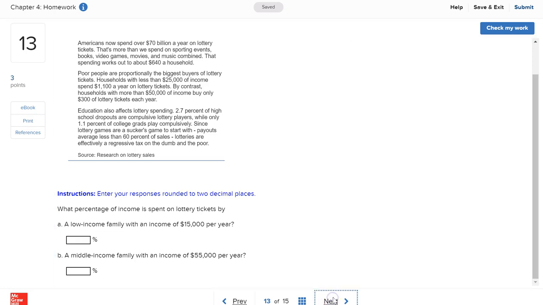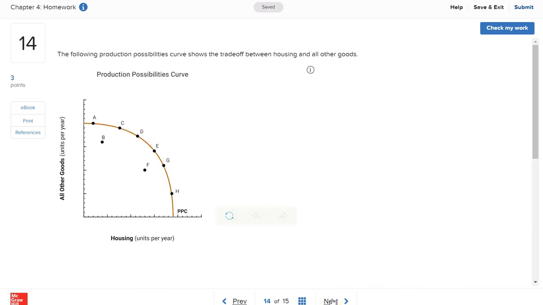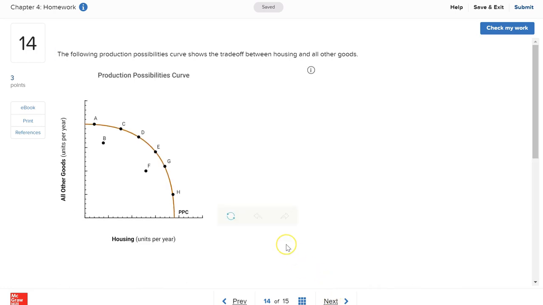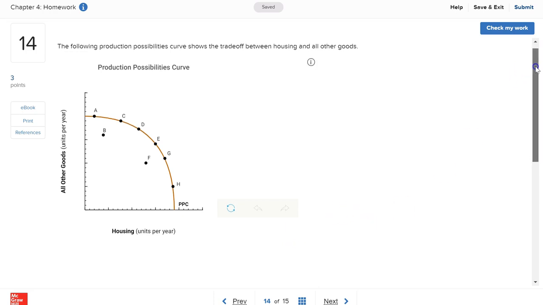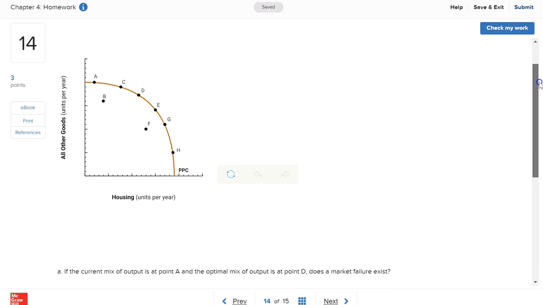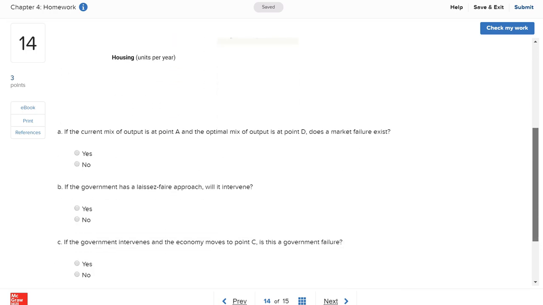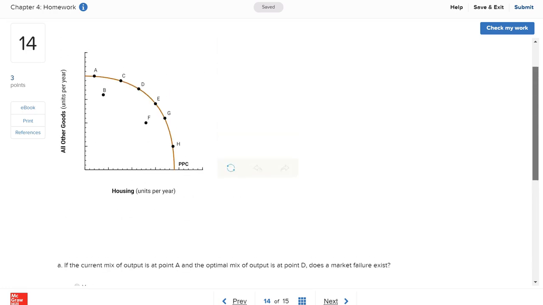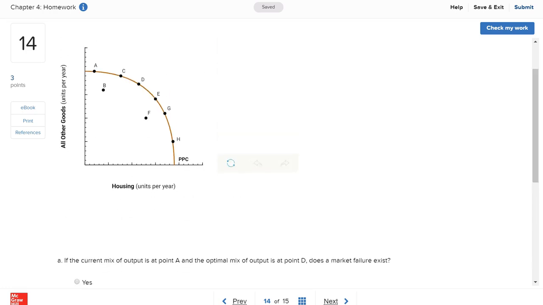All right, let's go to the next one. 14 and I believe 15 are, well, I don't know this, but I think they're the same in the sense that it's asking you to evaluate the trade-offs in this graph between all other goods and housing units per year. And they ask you about the mixtures at point A. And you can see at point A, the emphasis is on very little housing, but a lot of the other goods. They tell you that the current mix is at point A and the optimal mix is point D. So right off the bat, you have a few questions you can answer from that.